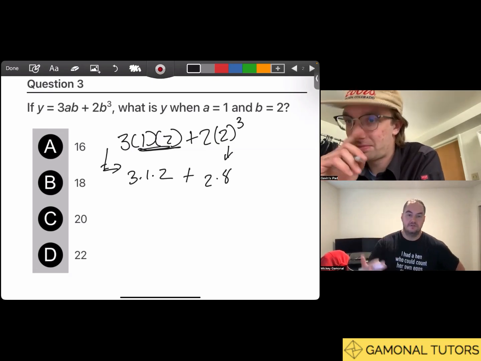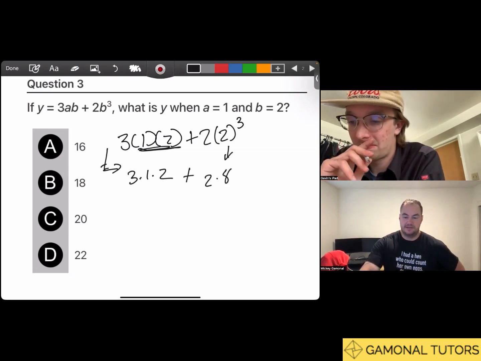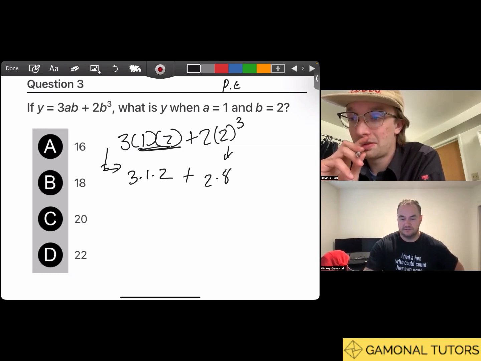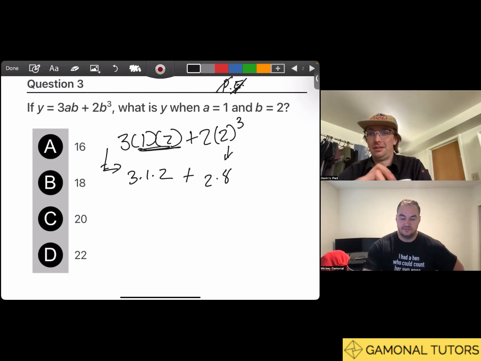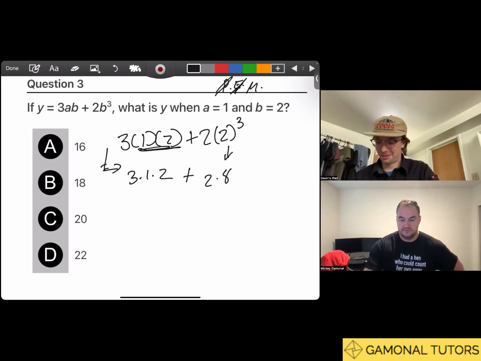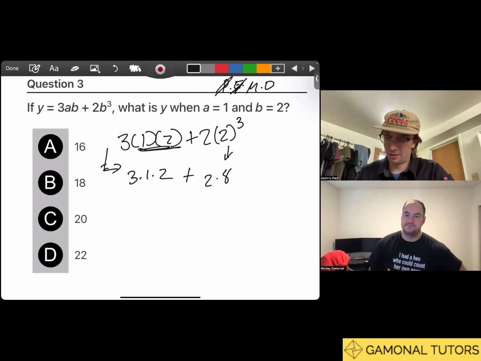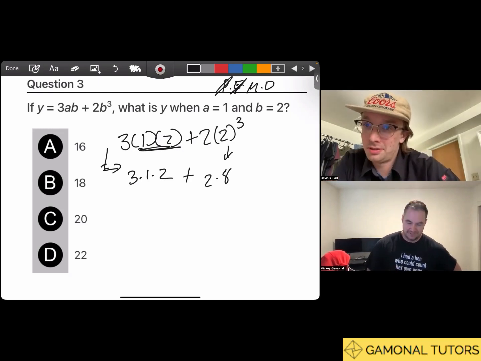And now we can start doing PEMDAS, right? So parentheses, we ignored it. I literally just got rid of them, because there's nothing inside of them. Exponents, we just did. There's no more exponents. So multiplication and division, what's the next step? Let's multiply. Very good. So go ahead and multiply these out.